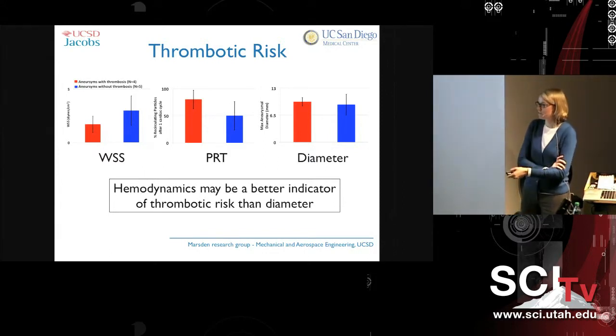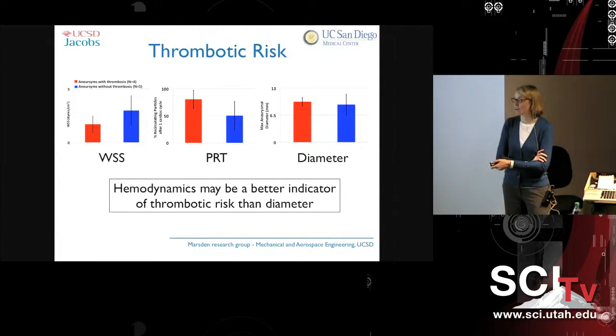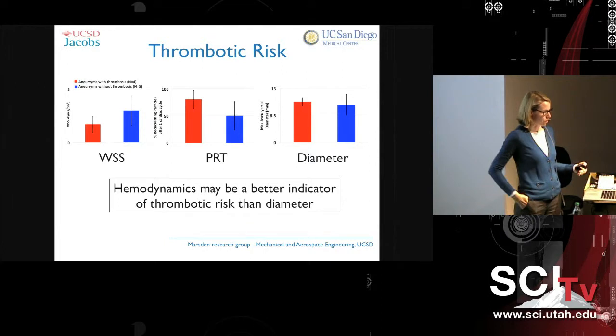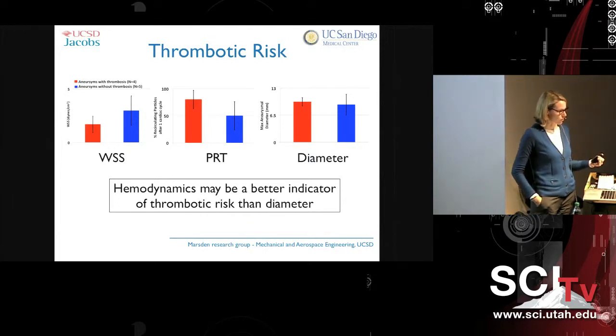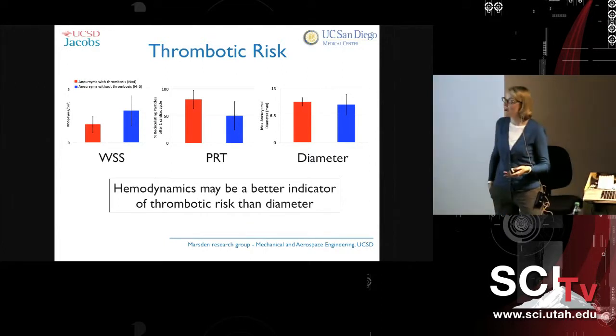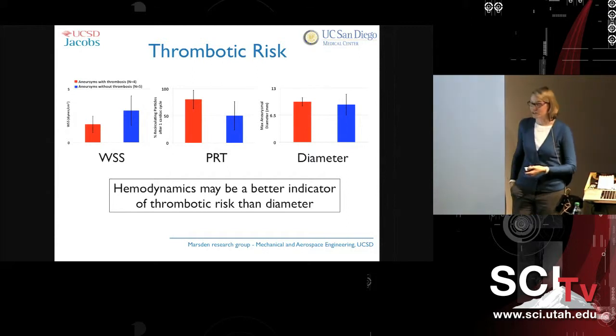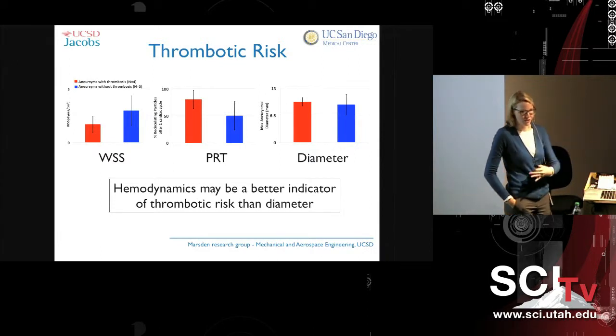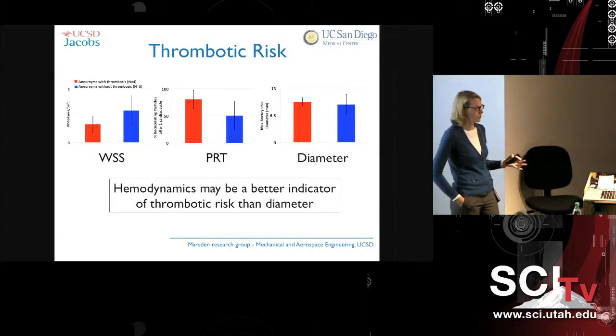And so we believe, at least based on this preliminary data, that hemodynamics are likely a better indicator of the risk of thrombosis compared to just the anatomic measurements that they're using now. We don't yet have enough patients to achieve statistical significance on this, and so we estimated by power analysis that we probably need about 100 patients.